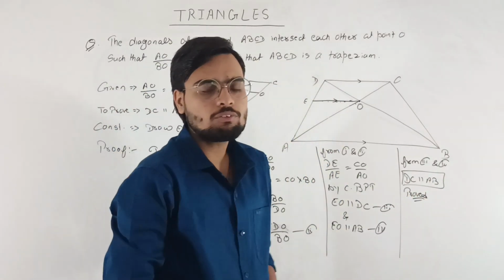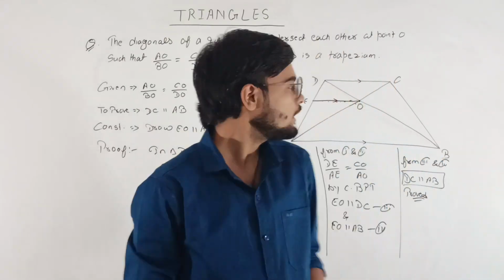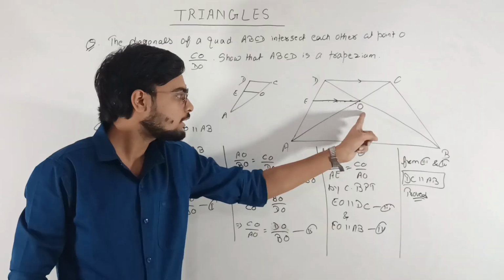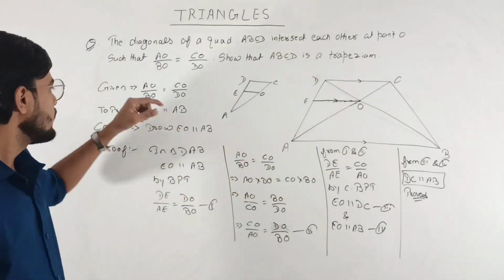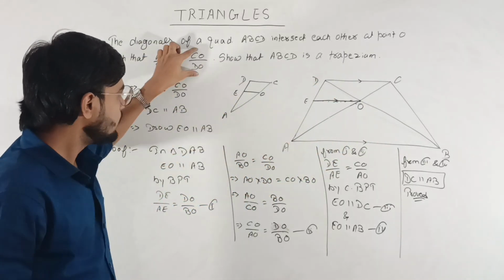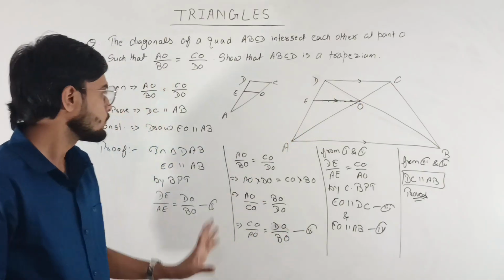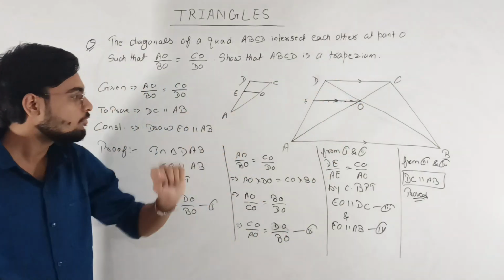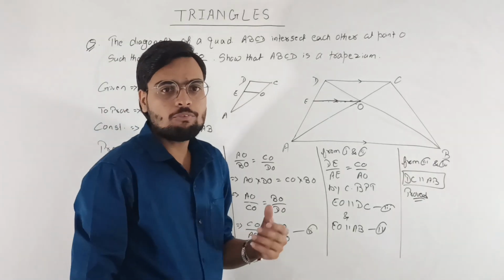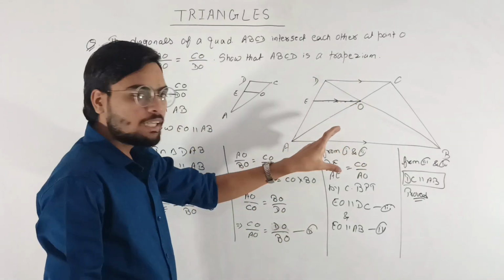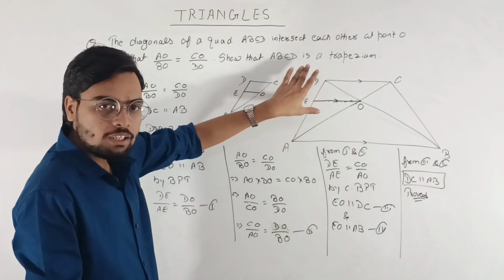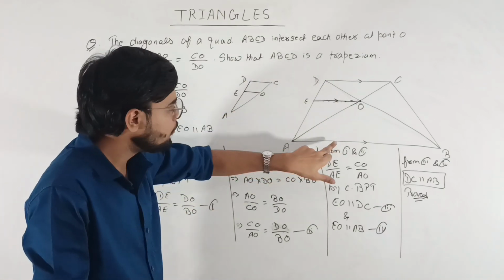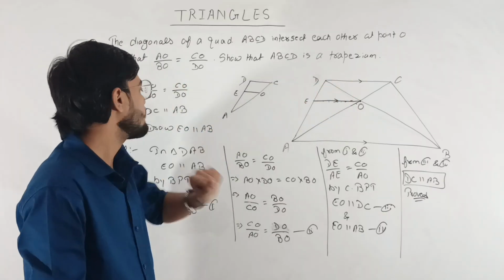Now look one more time. What do we have? We have a quadrilateral ABCD in which the diagonals AC and BD intersect each other at point O in such a way that AO upon BO is equal to CO upon DO. Then we have to prove that this ABCD is a trapezium. First we see the property of a trapezium. When one pair of opposite sides is parallel, then we say this quadrilateral is a trapezium. So we have to prove AB is parallel to DC. When we have proved AB is parallel to DC, then we say ABCD is a trapezium.